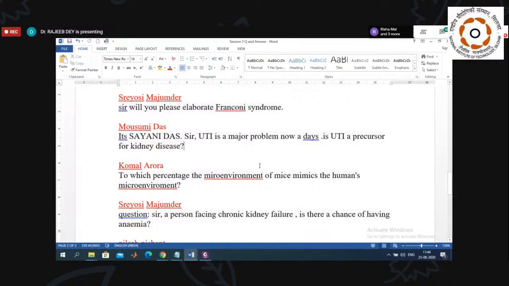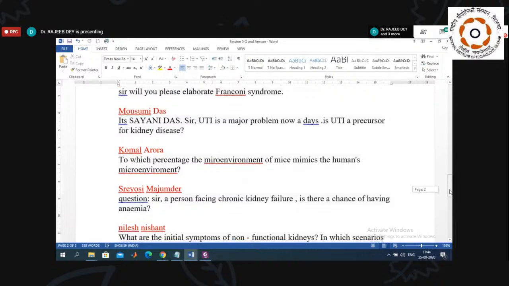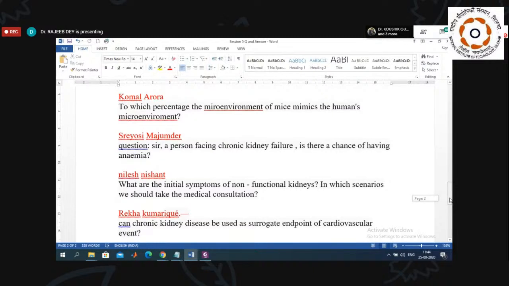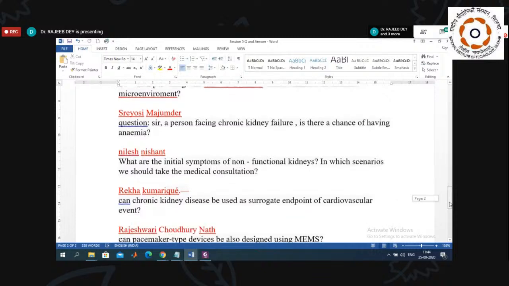Yes, UTI, urinary tract infection, is a major problem nowadays. It is of course a precursor of kidney disease. Whenever you are feeling this type of problem, you should consult your doctor immediately. This is one of the early symptoms of kidney disease, because urine is a form of waste product. Then, which percentage of the microenvironment of mice mimics the immune system? I cannot tell you the exact percentage, but this process is not a very good procedure and not very effective. That's why people are moving toward kidney-on-chip type devices.